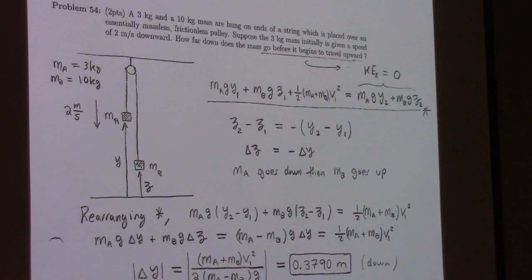Is there a question? No? Because the masses are connected by a string, they have the same velocity. That's an important idea. And then when they just stop, that's when you have kinetic energy 0, so you just have potential energy.